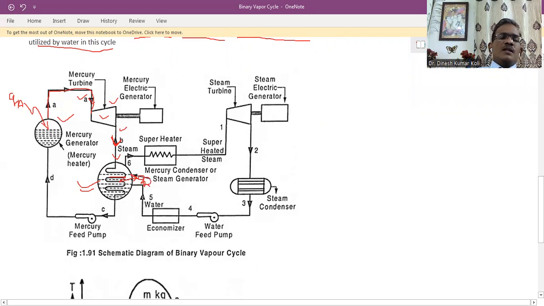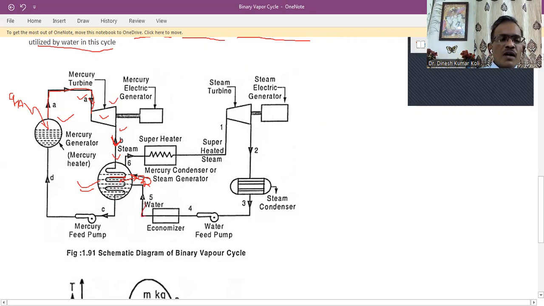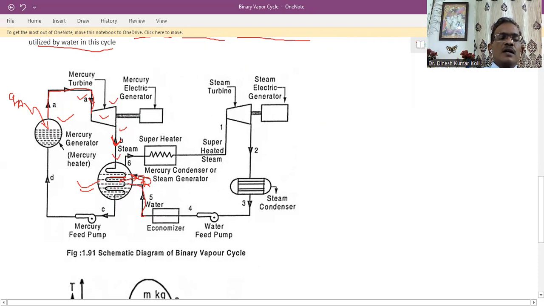But what is happening here? The mercury is rejecting its heat. Then here this heat is going. So you can see the feed water is coming and passing through this section, this mercury condenser. So the rejected heat of the mercury in the phase change is received by the feed water, which is coming from the economizer. So the water is getting heat here.